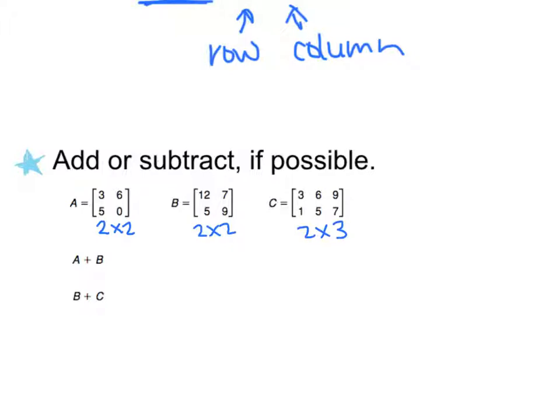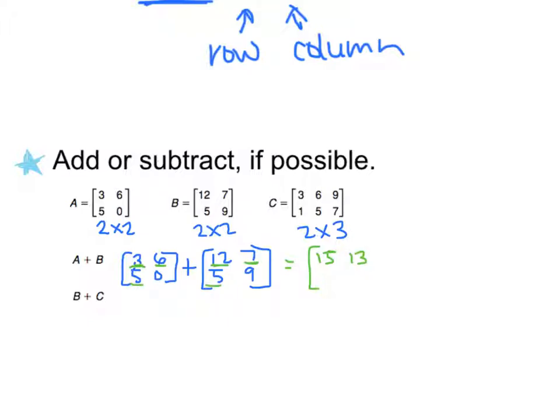The first one is A plus B. We're just going to rewrite our matrix right here, A plus B, which is 12, 7, 5, 9. And now you just have to add the corresponding entries right here. So 3 plus 12 is 15. Now move on. 6 plus 7 is 13. 5 plus 5 is 10, and 0 plus 9 is 9. So that's your answer there.